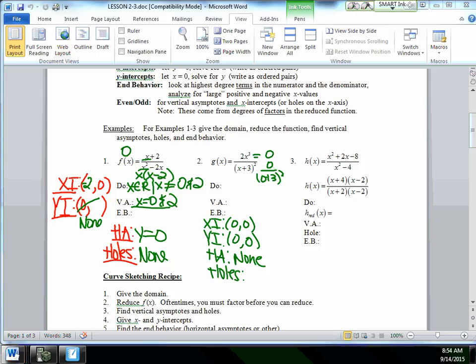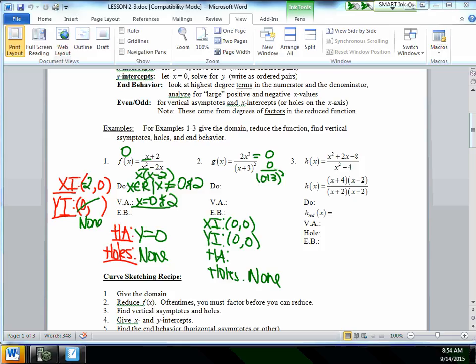Oh, whoops. I wrote "none" on HAs instead of "wholes." Sorry. So let's talk about the HAs. The powers are greater up top, which means I'm going to have to do synthetic division. But here I have an x squared going into an x cubed, so I can't do synthetic division. I really have to do long division.